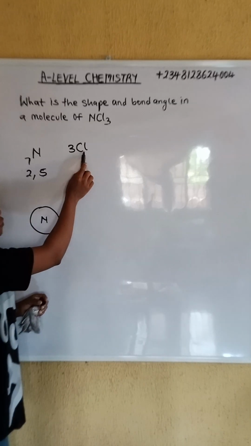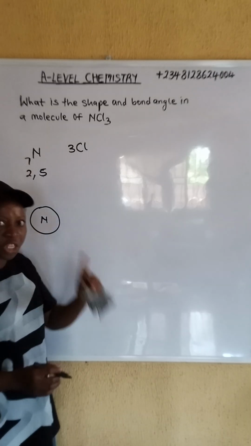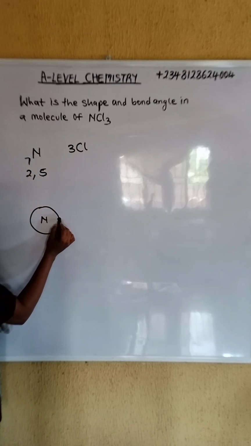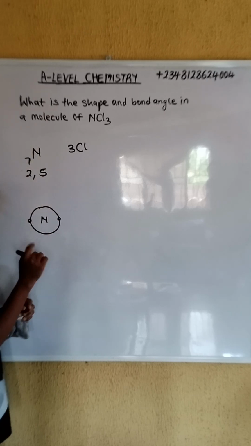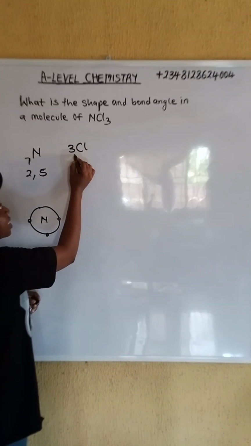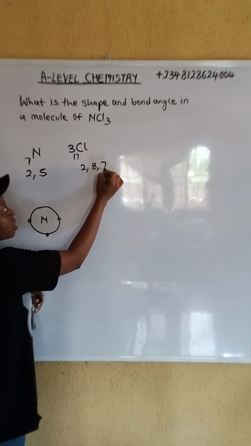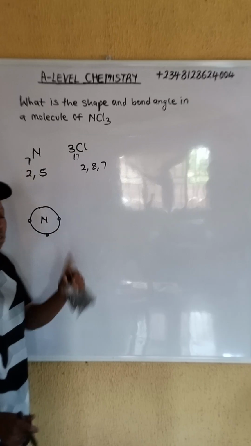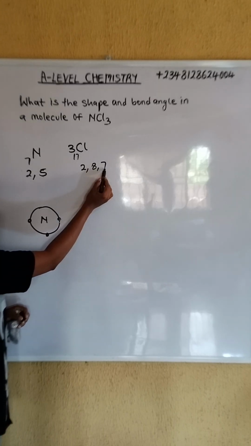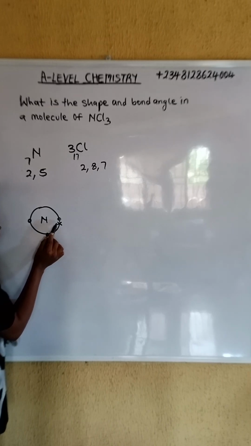Now 3 atoms of chlorine want to share electron with nitrogen. So you are going to drop 1 electron each for each atom of chlorine. Out of these 5 electrons, drop 1 electron for the first chlorine, drop 1 electron for the second chlorine, then drop 1 electron for the third chlorine. Then don't forget that chlorine has 7 valence electrons, 2, 8, 7. So it needs 1 more electron. So it will share 1 electron with nitrogen. So let's bring in the valence electron of chlorine. This electron is coming from chlorine.